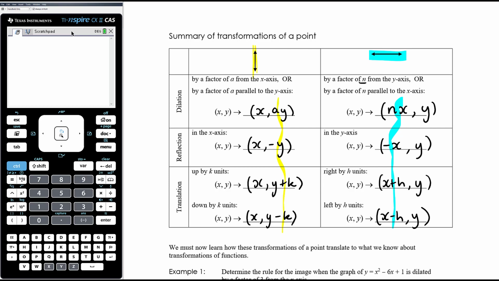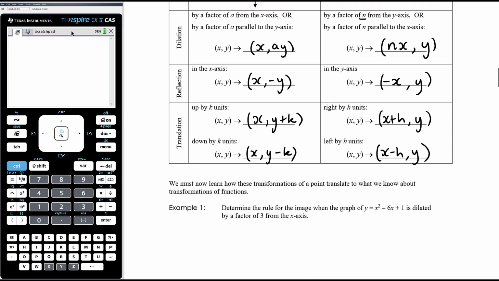The issues will be when you've got more than one transformation affecting the same coordinate. You do need to be careful about the order they are applied in, because if we add k onto the y values and then multiply by -1, that's different to multiplying by -1 and then adding k. So the order becomes important when we are within the same coordinate.